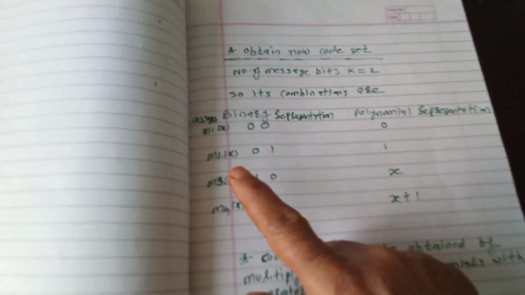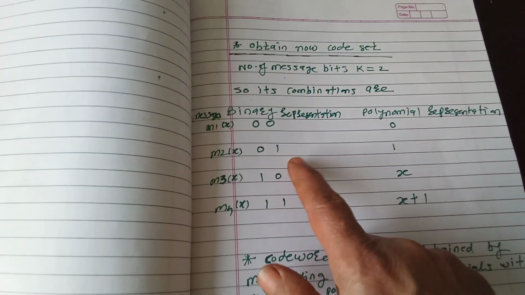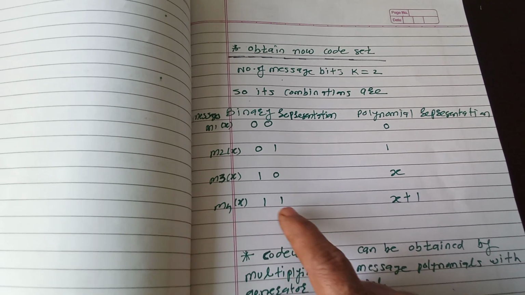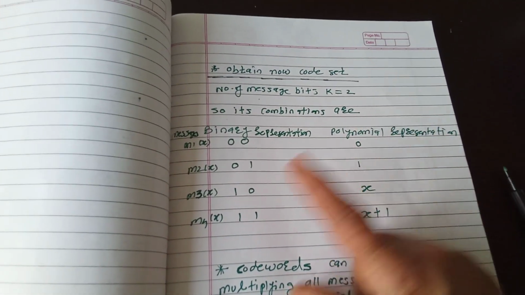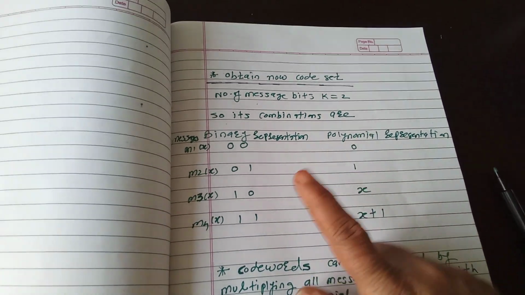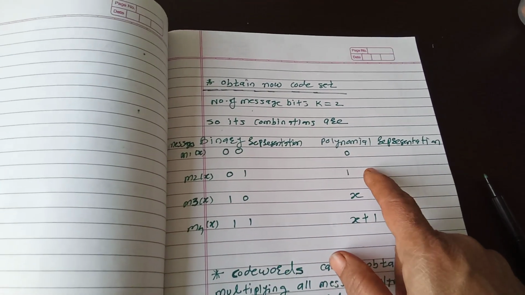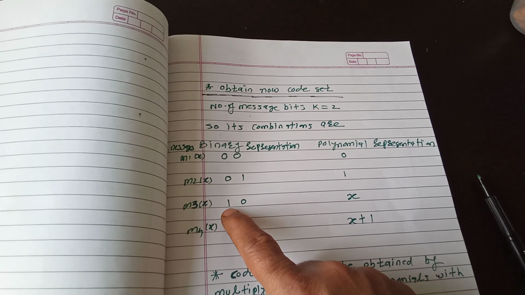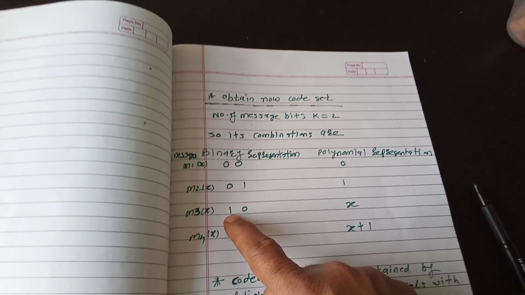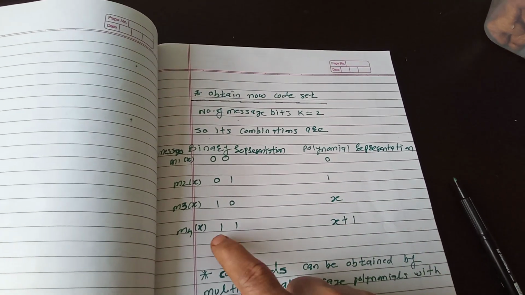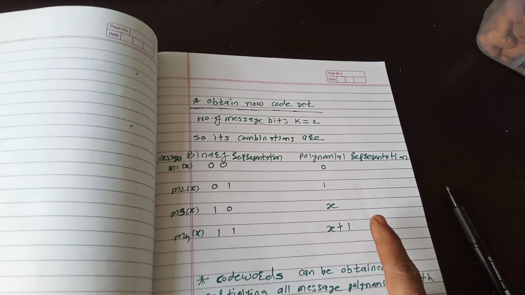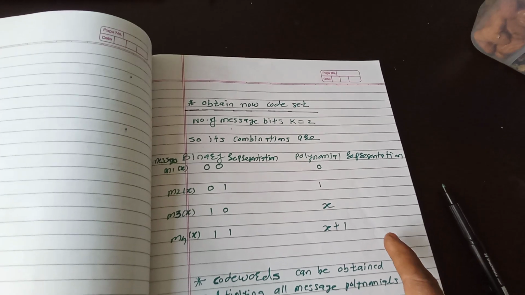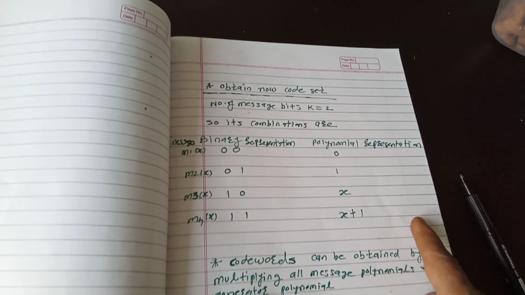So message m1 is equal to 0 0, m2 is equal to 0 1, m3 is equal to 1 0, and m4 is equal to 1 1. Now we will obtain the polynomial representation for this. So for 0 we will write it as 0, for 1 it is 1, and this coefficient 1 is for x. So x plus 0, this is x plus 1. How to form the polynomial from the binary, that we have seen in one of the videos.